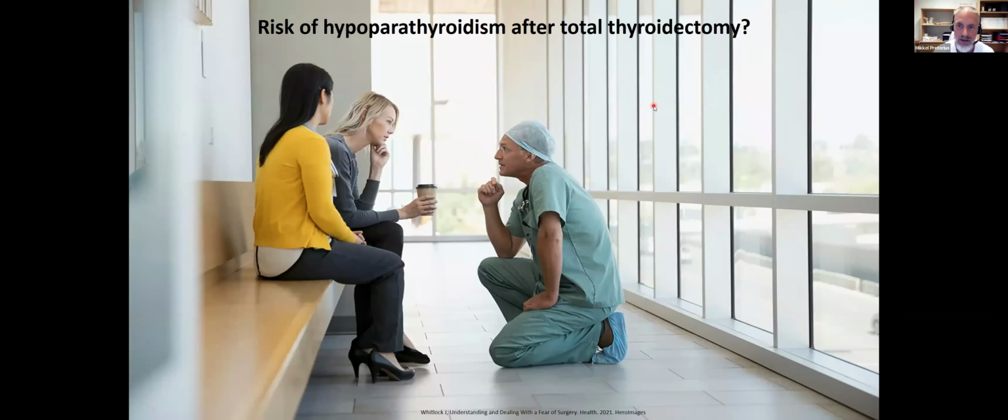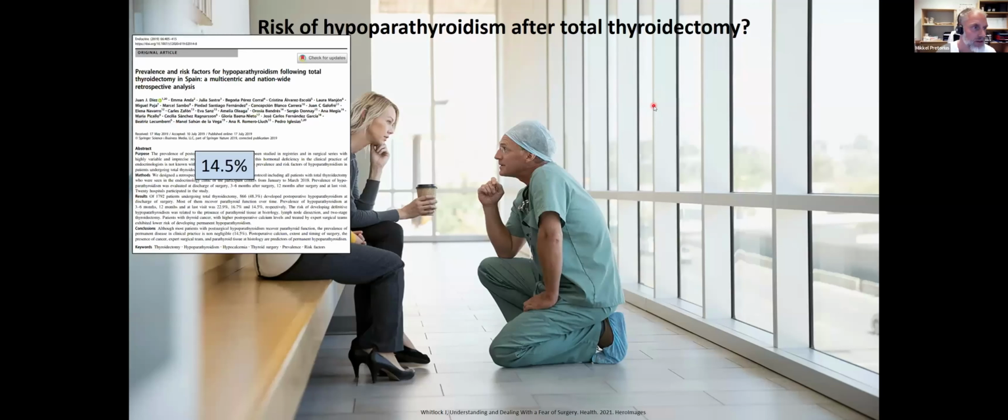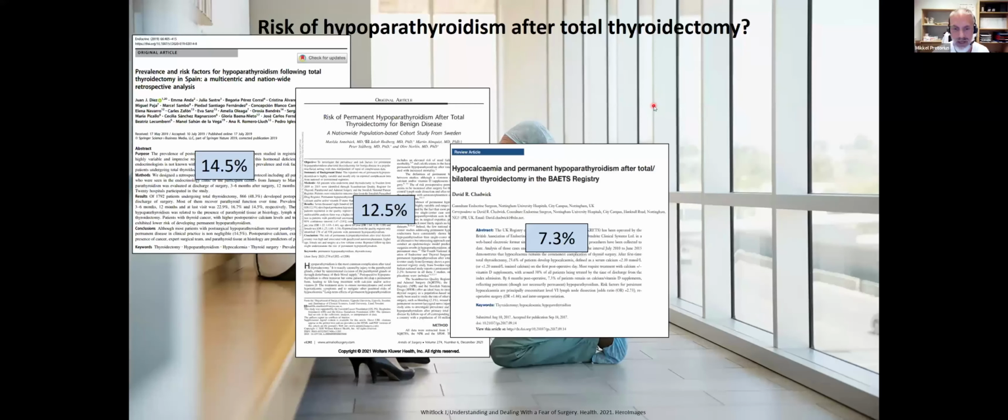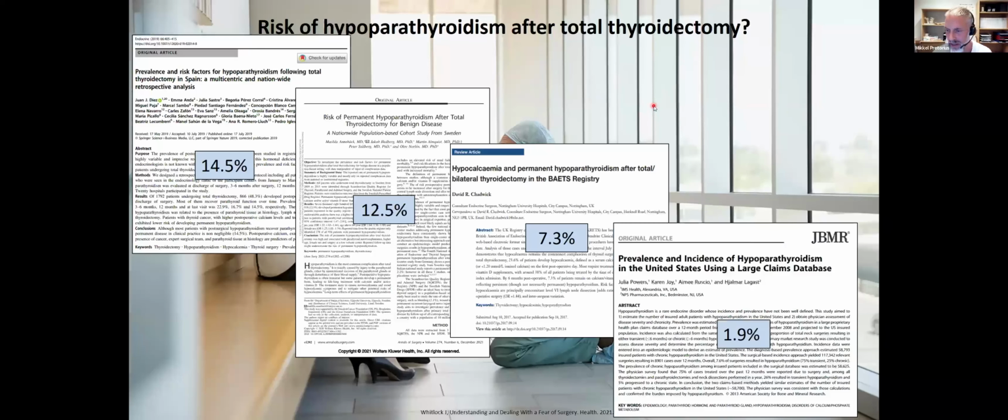Know this fact. So it means that we have a lot of data in this department. Here I can show you some of the prevalence. This is a Spanish study with a prevalence of 14.5, a Swedish study with a prevalence following total thyroidectomy of 12.5, a UK study 7.3, and an American study with a prevalence of 1.9.